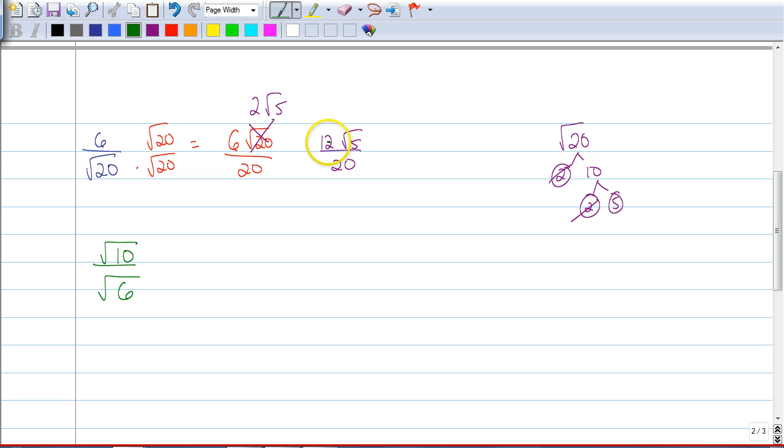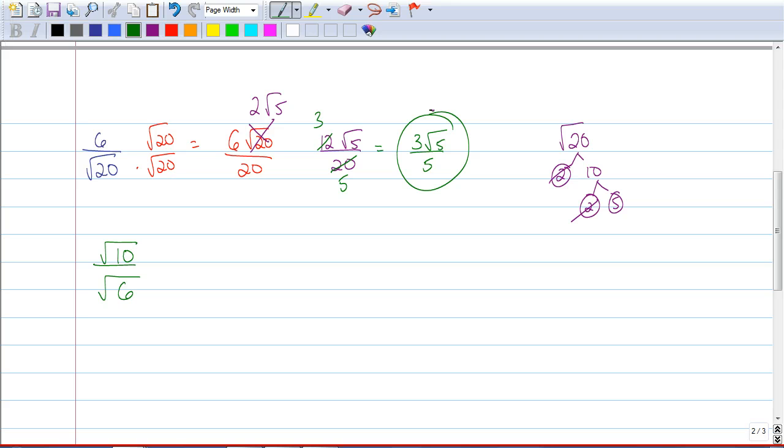And now I look, 12 can be reduced. 4 goes into that 3 times. 4 goes into 20 5 times. Now, you might not have used 4. Maybe you used 2, for example. If that was the case, you would have had 6 over 10, and 6 over 10 could still be reduced. So it's kind of nice to find a larger number, so then that way you can do less reducing or get directly to your answer. So your answer here is 3 square root of 5, all divided by 5.